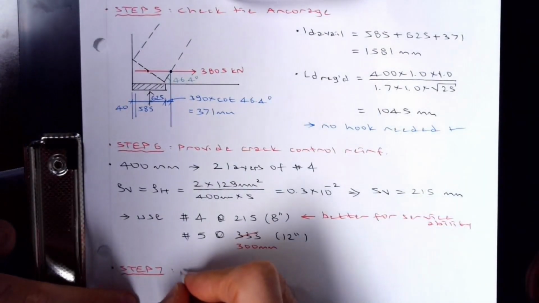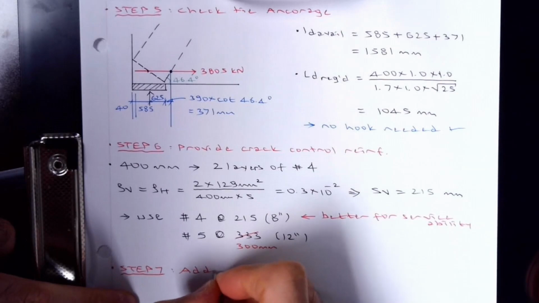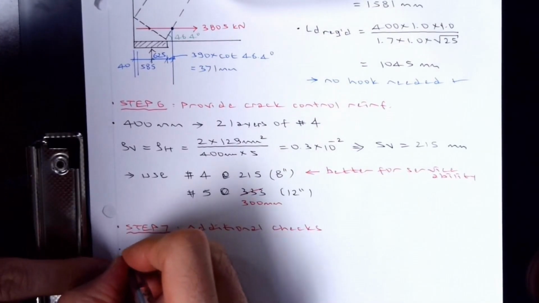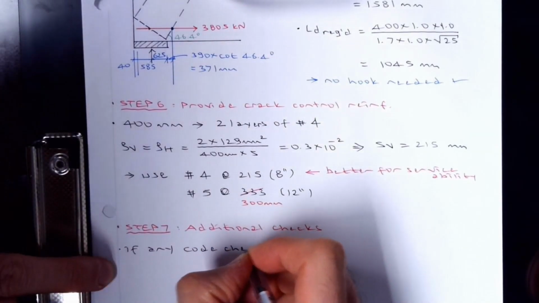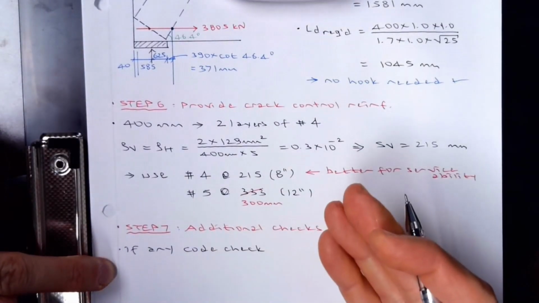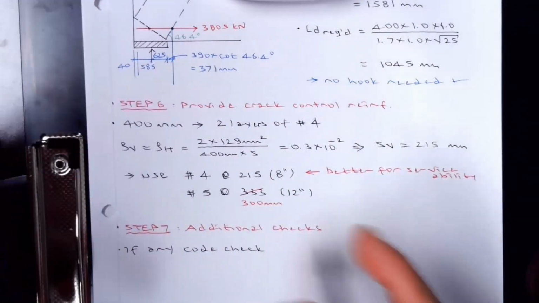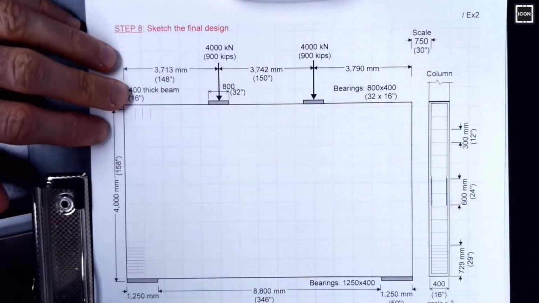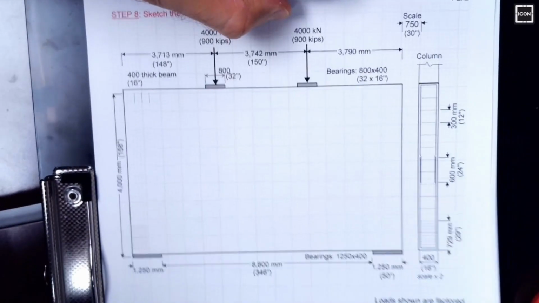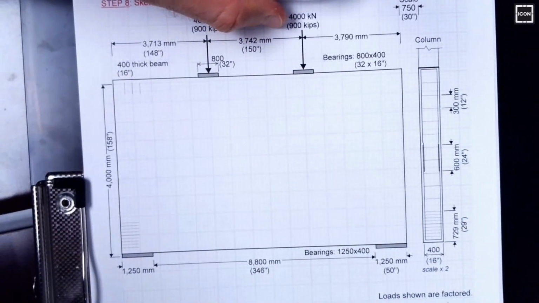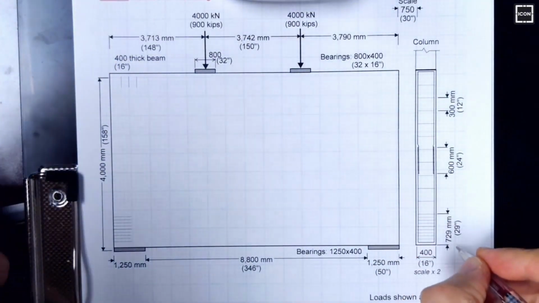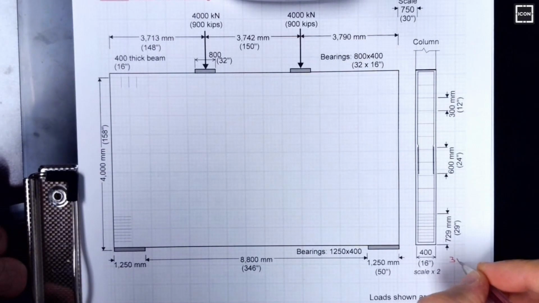The final step, additional checks. We don't have anything. So as needed, if you have any additional code checks, if any, sometimes there are certain requirements for certain members. Not strut and tie, but general requirements do here. That's step number 8. So it's already sketched. Main reinforcement, which is at the bottom, we are putting 30 number 7.